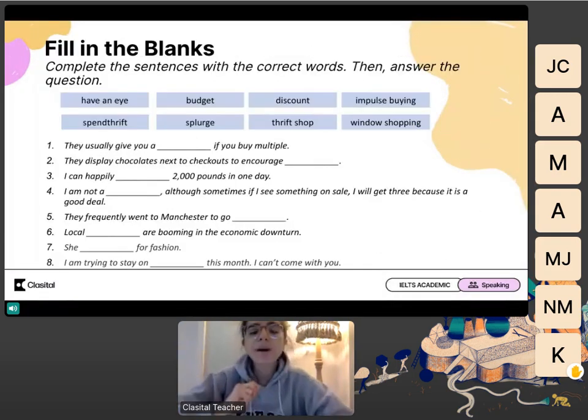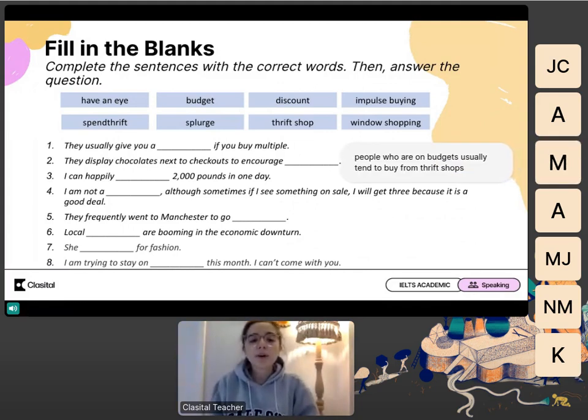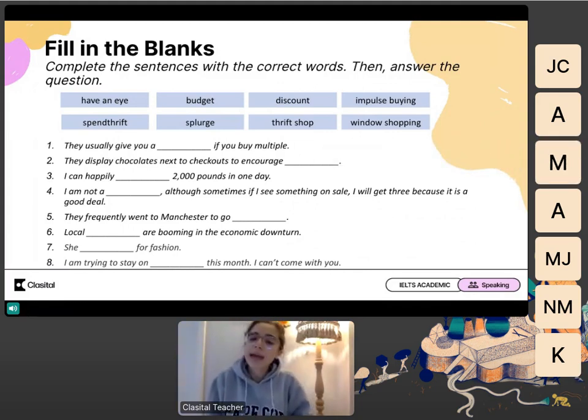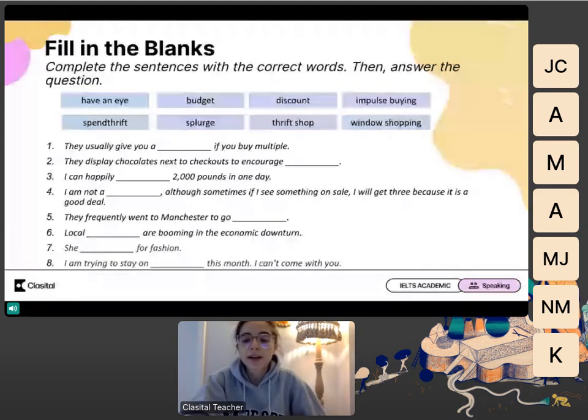Okay. Here comes my next part. It's fill in the blanks. So we have 8 words. We have 8 sentences. Please try to fill the blanks with the correct words. You may need to change their forms according to the subject.